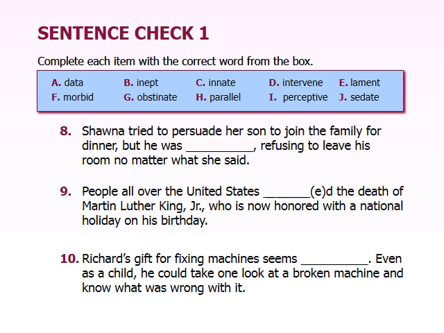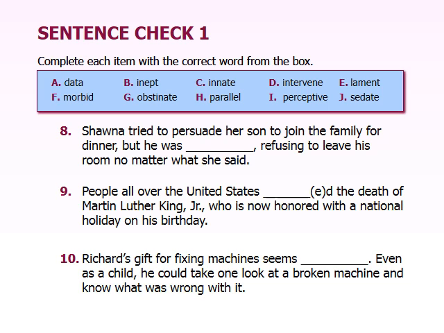Okay, Shauna tried to persuade her son to join the family for dinner, but he was blank, refusing to leave his room no matter what she said. So it didn't matter what she said, he was unwilling to change his mind. He was totally stubborn about not doing the thing that she wanted him to do. People all over the United States blanked the death of Martin Luther King Jr., who's now honored with the national holiday on his birthday. So some person died, a famous person died, everybody was sad about it. What word talks about that?